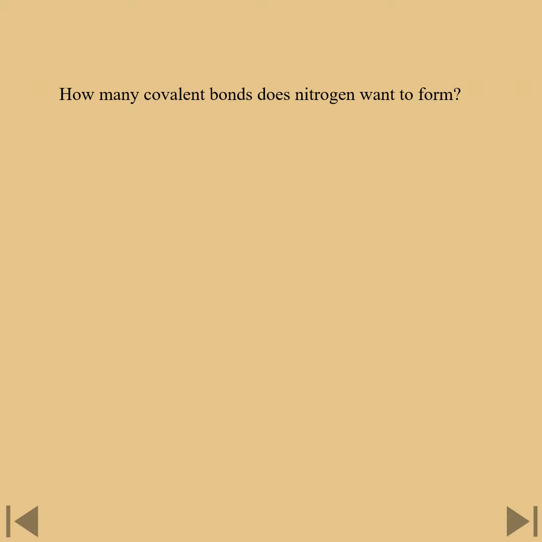How many covalent bonds does nitrogen want to form? Well, nitrogen wants 3 more electrons to be like neon, and it's going to form 3 bonds to do so.